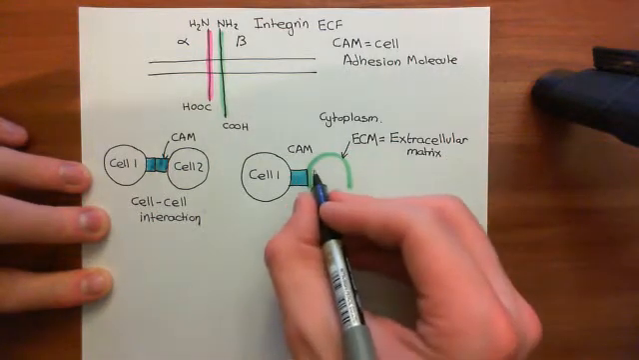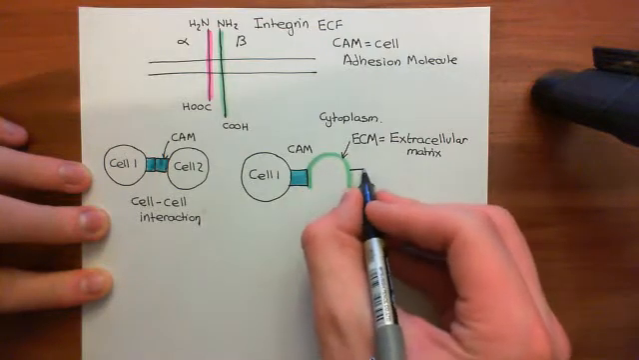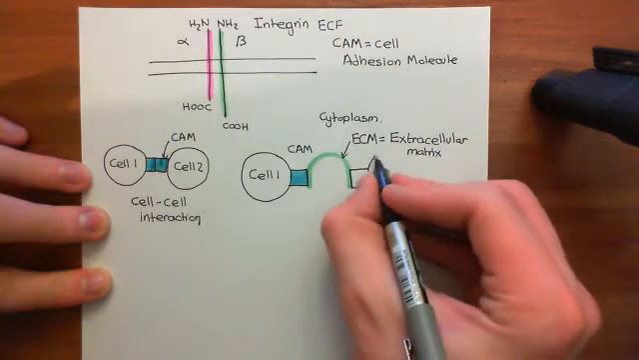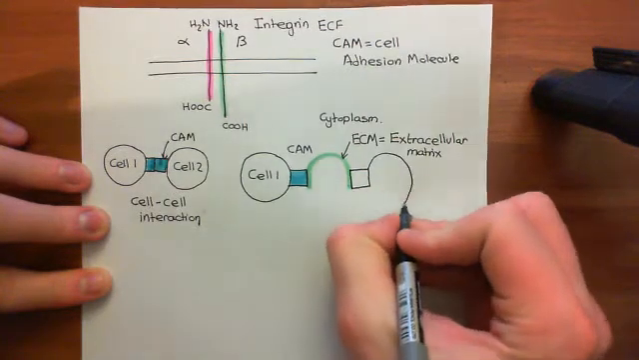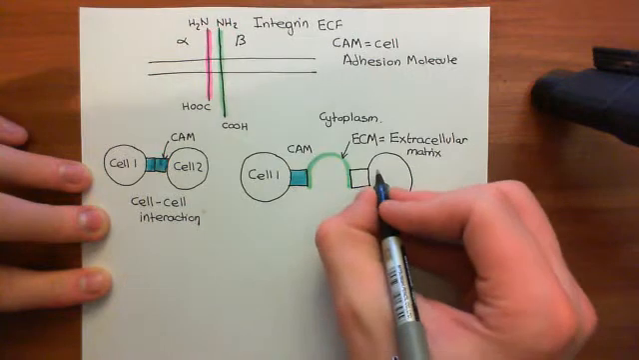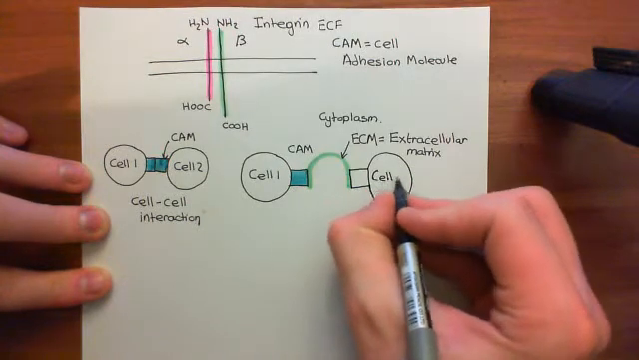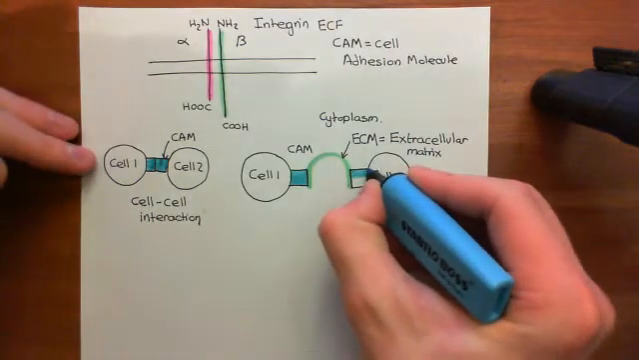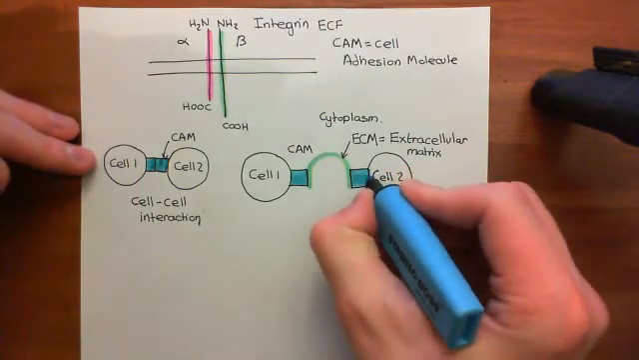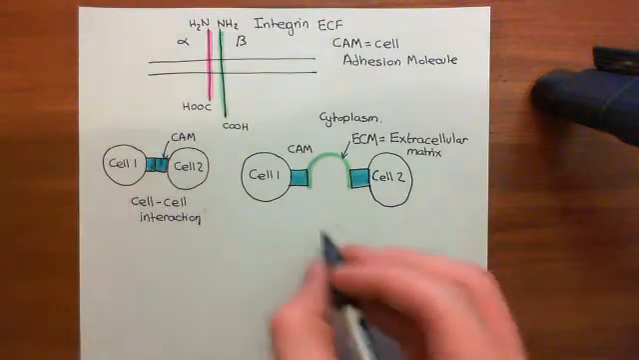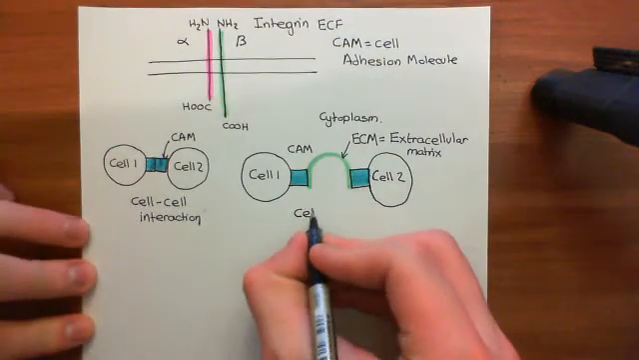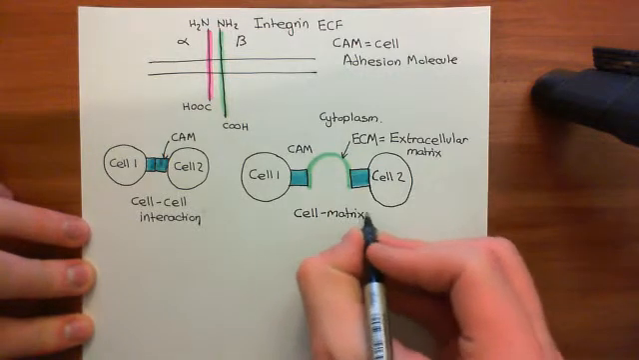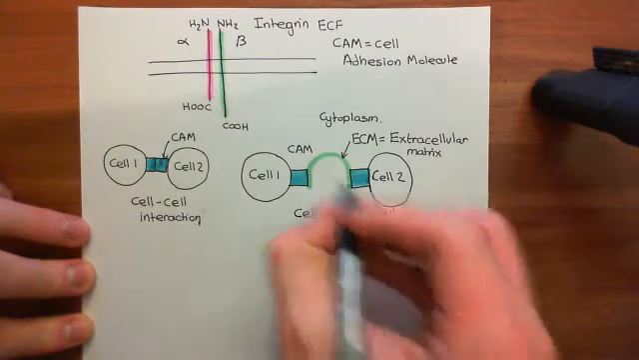the cell adhesion molecule binds to a component of the extracellular matrix, and then the cell adhesion molecule on the other cell is also going to bind to that same extracellular matrix, like so. Hence you're going to indirectly link the two cells together in this way. So this is an indirect way in which cell adhesion molecules can link two cells together, and this is known as a cell matrix cell interaction.